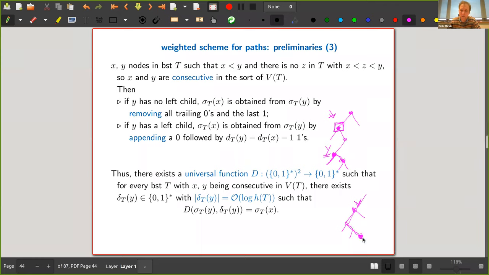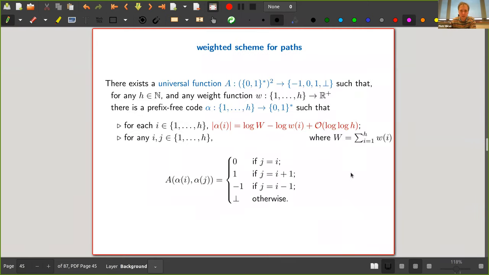And that's the vertex, which has smaller value than y and it's next to y, yeah? And this indeed we can also encode easily. We just have to remember how far we should go down. And this distance, the number of bits, is logarithmic in the height of the tree. And that's what I wanted to sell here in this picture.